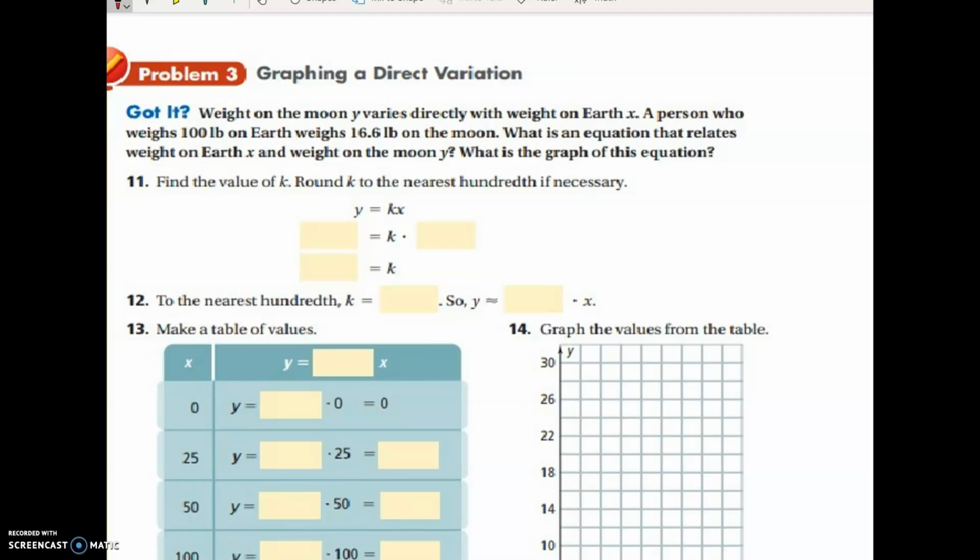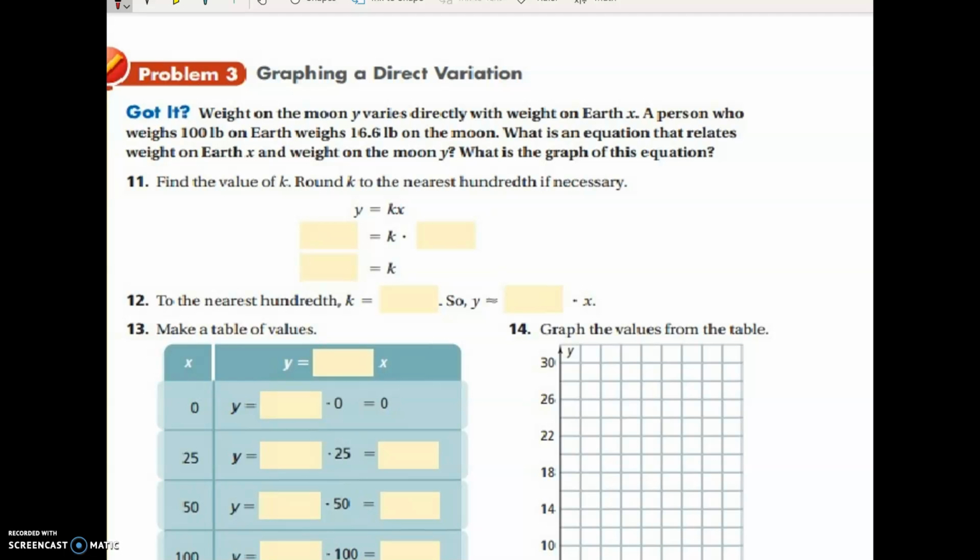Again, this kind of walks you through step by step how to do this problem. First, we need to find k. We need to find that constant of variation. In this case, we are going to round k to the nearest hundredth if necessary. A lot of times they'll say tenth or hundredth, so just make sure you read the directions there.